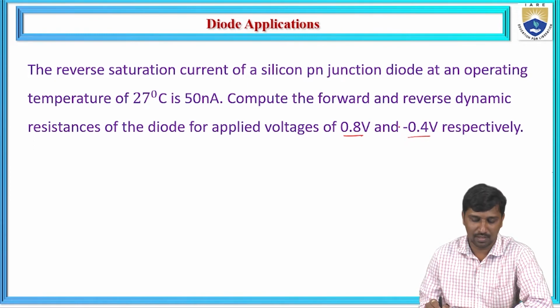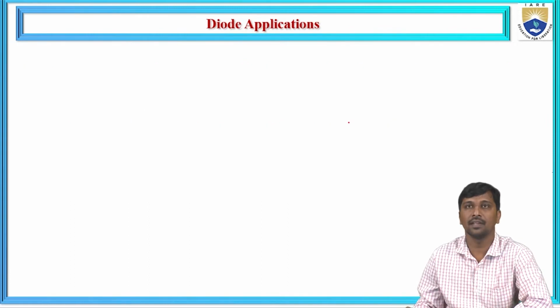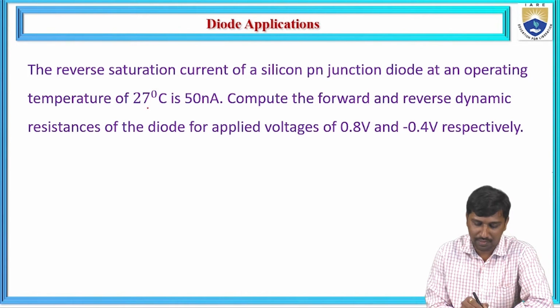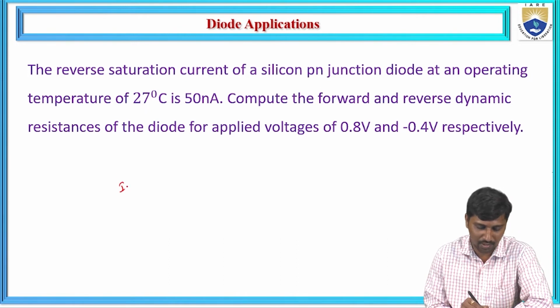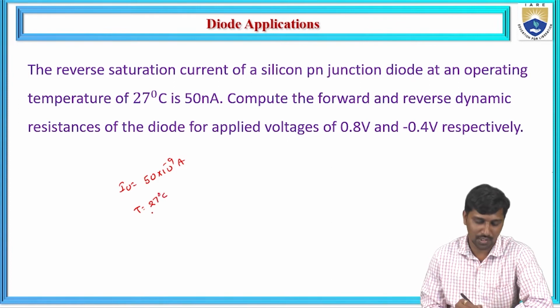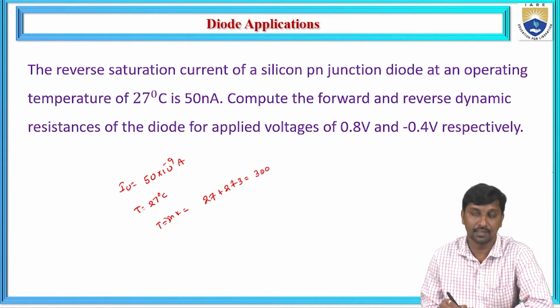So here in this problem they have given the reverse saturation current, means I0, as 50 into 10 to the power of minus 9 amperes, and the given temperature is 27 degrees centigrade. First we need to convert this temperature into kelvins. If you want to convert to kelvin, we need to add 27 with 273, then it becomes 300 kelvins. Now we need to calculate by using this formula.